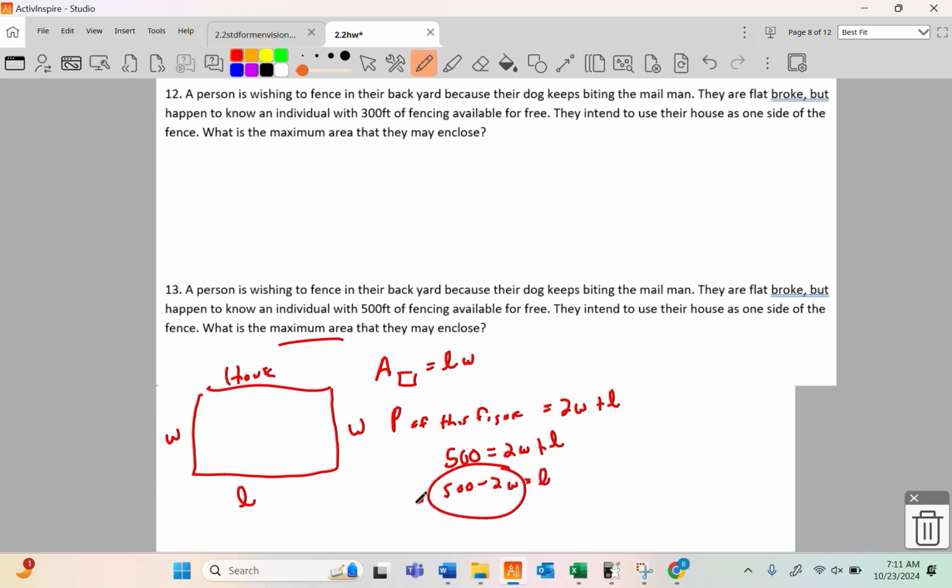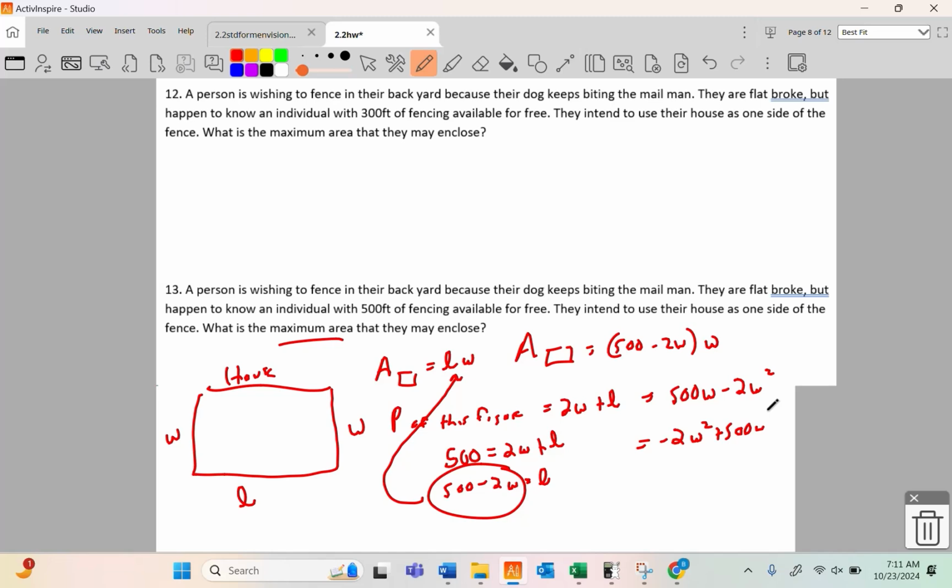And then I can use the substitution property. I can put that right there. So the area of their fenced-in backyard is going to be (500 minus 2w) times w, which is going to be 500w minus 2w squared, which in standard form is negative 2w squared plus 500w. Now, why am I doing that? Because I know how to find a maximum.